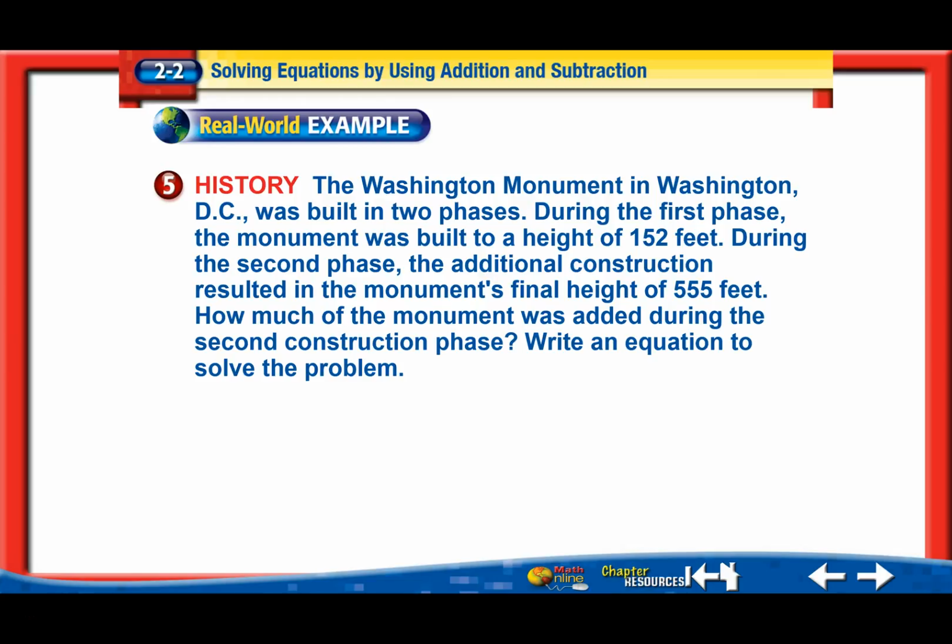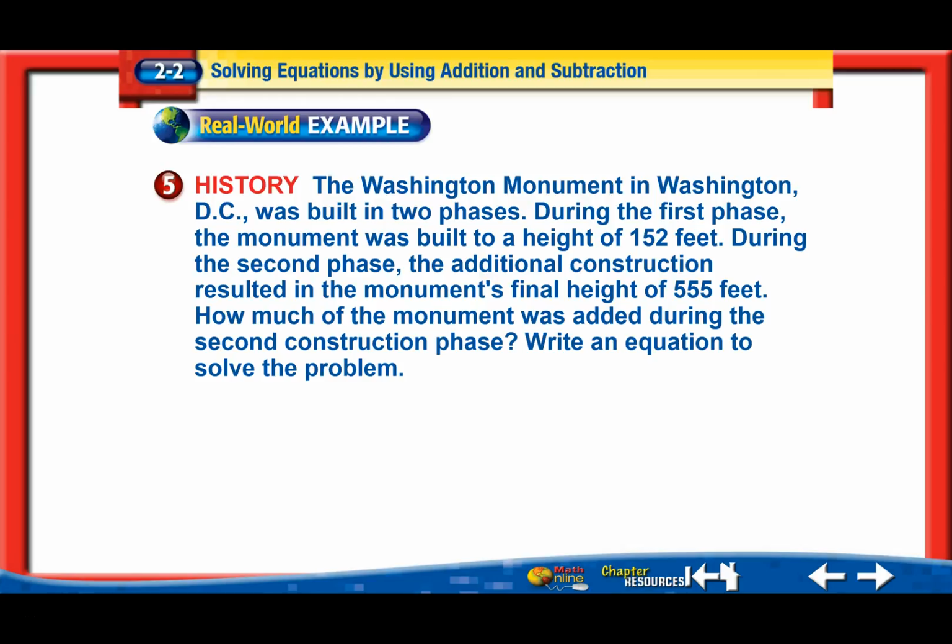All right, the Washington Monument in Washington, D.C. was built in 2 phases. During the first phase, it was 152 feet. During the second phase, additional construction resulted in the final height being 555. How much of the monument was added during the second phase of the construction? Write an equation to solve this problem.